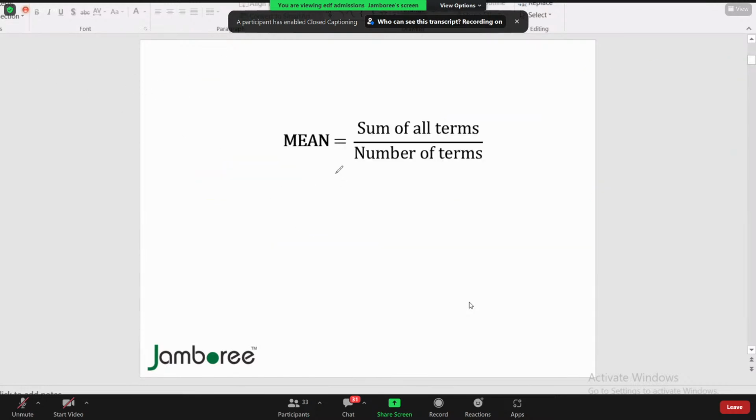First of all, we are going to talk about mean. Mean, which is also called average, which is also written as x bar. It is the sum of all the terms in the series, or sum of all the observations in the series, divided by the number of observations. This can also be written as sum of x divided by n. That gives you the mean of the series.